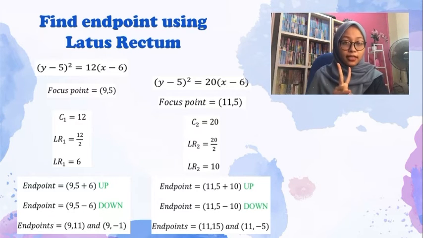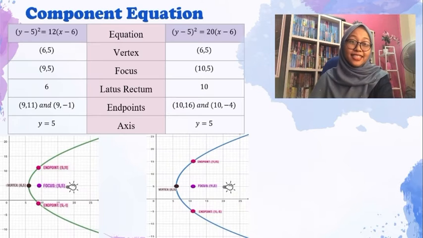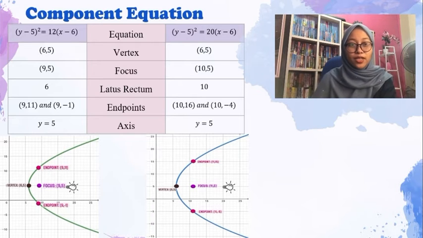For the second equation, we can get the endpoints by moving 10 units up and 10 units down. The endpoints are (11, 15) and (11, -5). As a summary for a parabolic reflector as a car headlight, we can see that for both equations, there is no big difference. But as a manufacturer, we always want to minimize our costs.